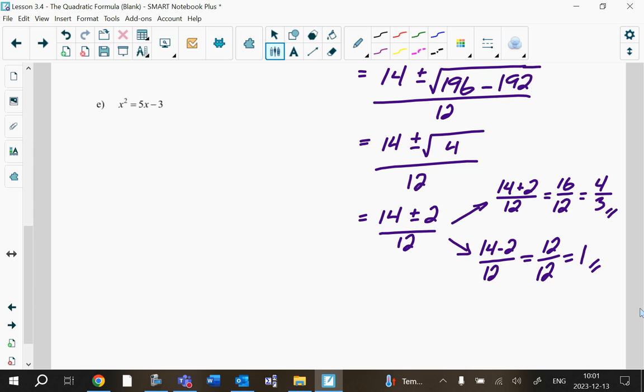What do I have to do with E? Oh, first of all, I guess I should have asked, is there an X term? Yeah, 5X. Well, when you take it over, yes. Right now it's 5X, but when you move it over, it becomes minus 5X. Plus 3.